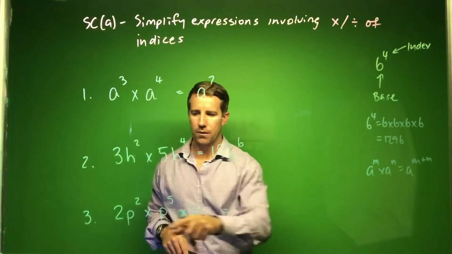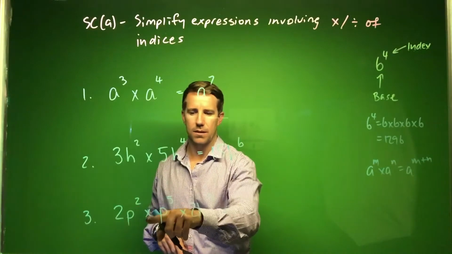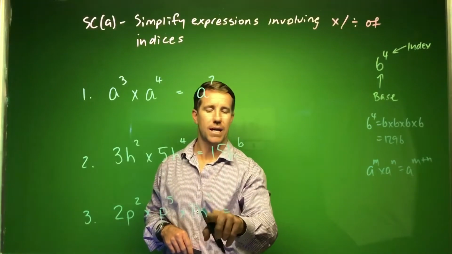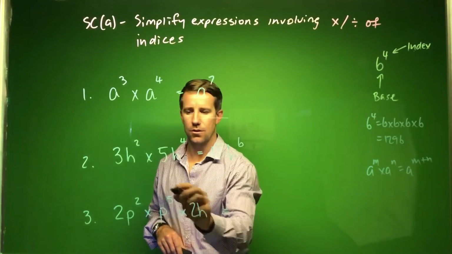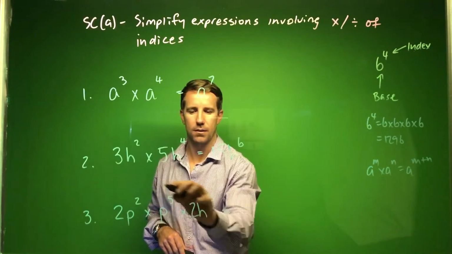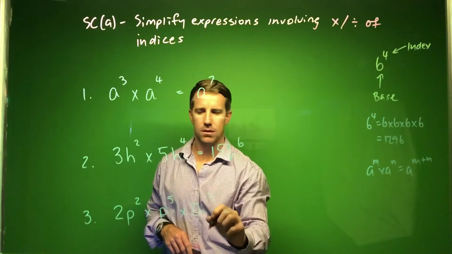Third one down the bottom here, we can see our first term is 2p squared multiplied by p to the power of 5 for the second, and then the third one is multiplied by 2h cubed. Okay, so these two here have the same base, so we know we can definitely simplify them a little bit. We'll have a little see what happens with this one here.